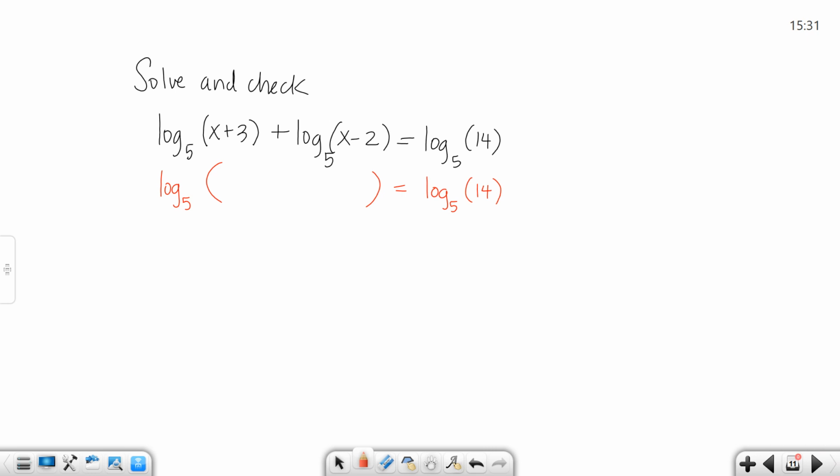You have 2 logs on the left. You have to fix that. You have 1 log on the right. That's okay. If you have 2 logs, you have to condense them. When you add the logs, you multiply the terms. Okay? When you add the logs, you multiply the terms. So when you FOIL this out, you're going to get the log base 5 of x squared minus 2x plus 3x minus 6.